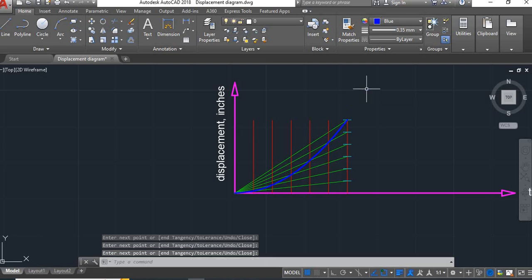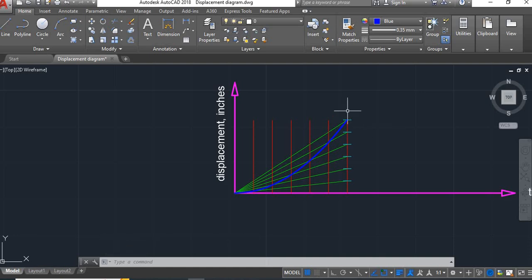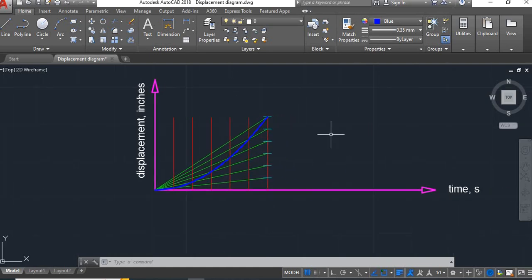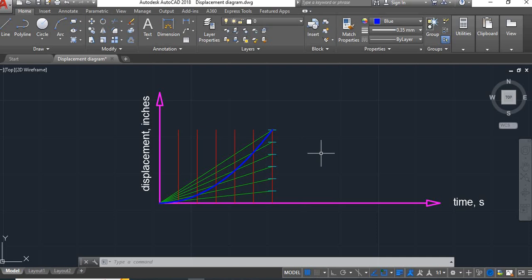Okay, so this is the profile of the motion of the follower having a positive constant acceleration motion in which the follower or the body rises. Okay, so our next lecture will be on negative constant acceleration, that is, the body is going to fall. Okay, thank you.